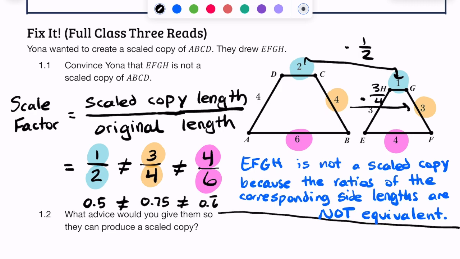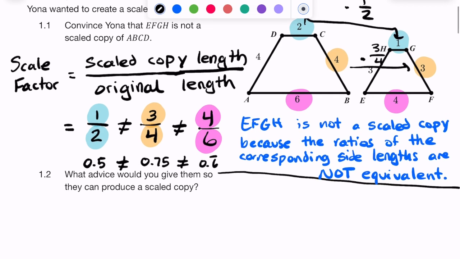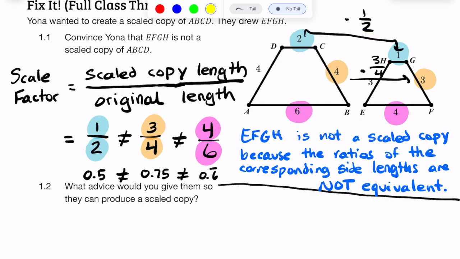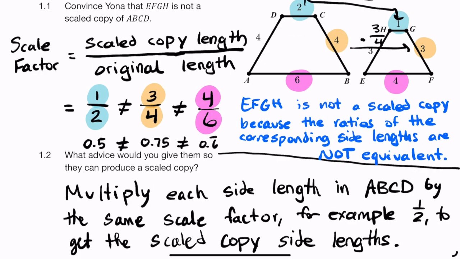Cool. Okay, and then 1.2 says, what advice would you give them so that they can produce a scaled copy? So to produce a scaled copy, you multiply the original side length by the same scale factor. So here we can see that we're multiplying by different numbers, different scale factors. So we have to multiply by the same. So, all right, there we have it. Multiply each side length in ABCD by the same scale factor, for example, 1/2, to get the scaled copy side lengths.